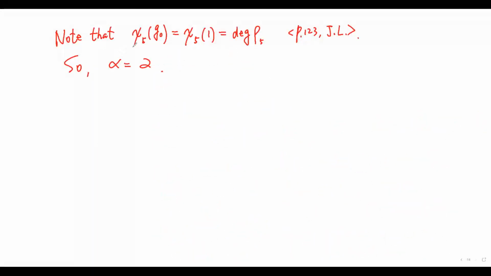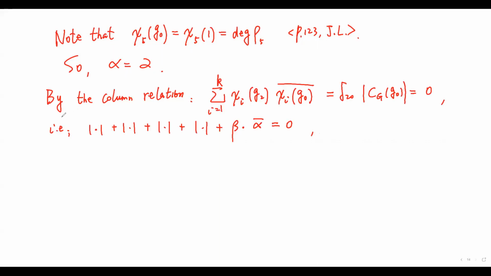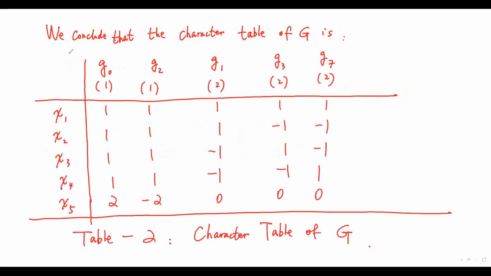Out of that, we have this one. And this one implies alpha equals 2. By this column relation, we get this one. This one gives beta equals minus 2. Now, we conclude that the character table of G is given by this table.